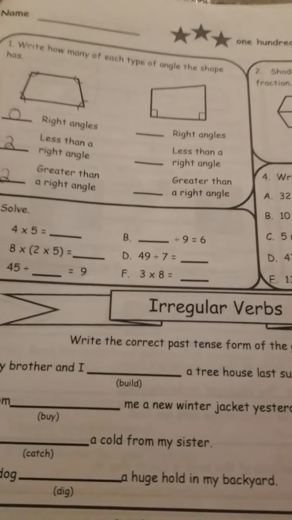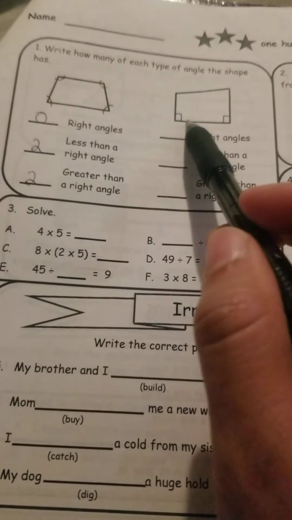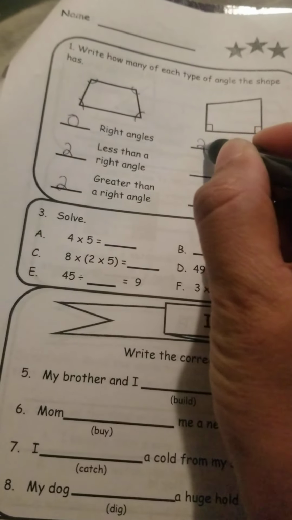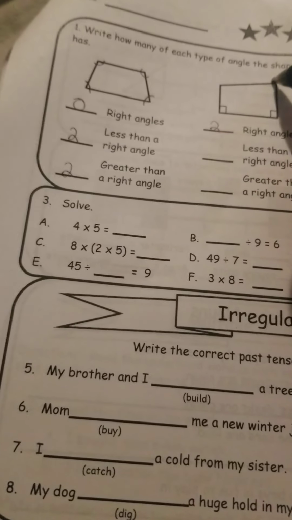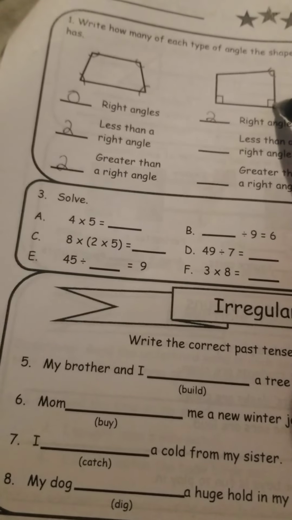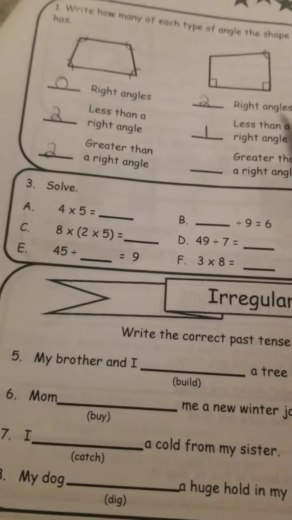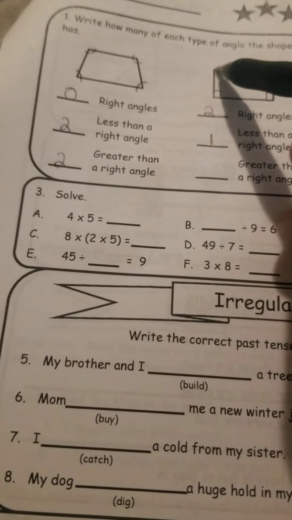This shape has 2 right angles. It has 1 angle right here that is less than this angle, right angle. And then it also has 1 that is greater than a right angle.